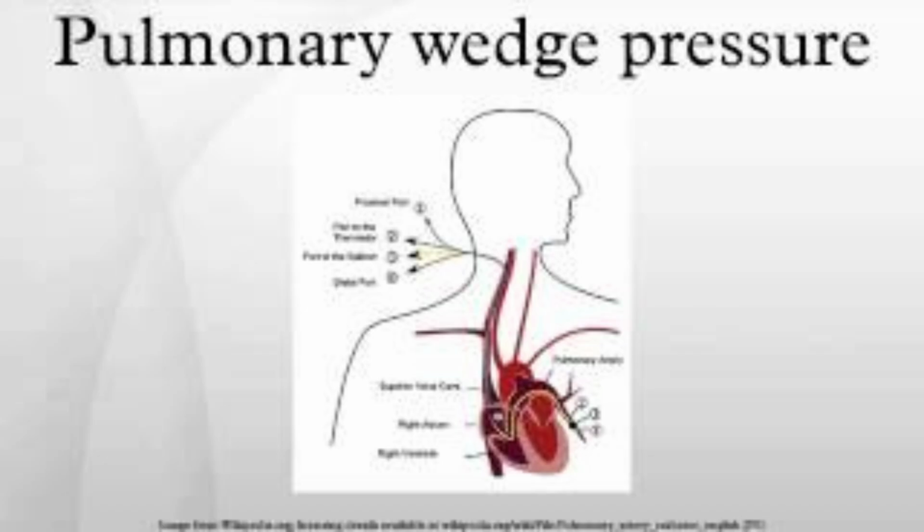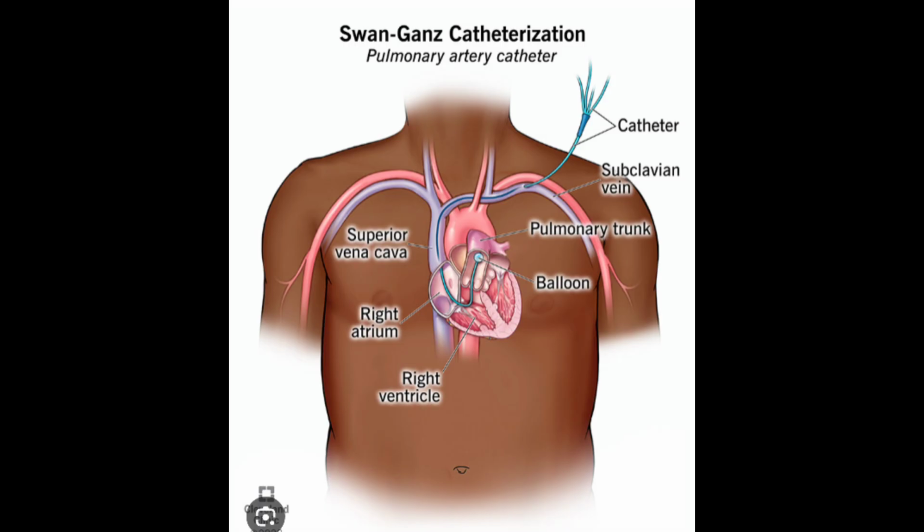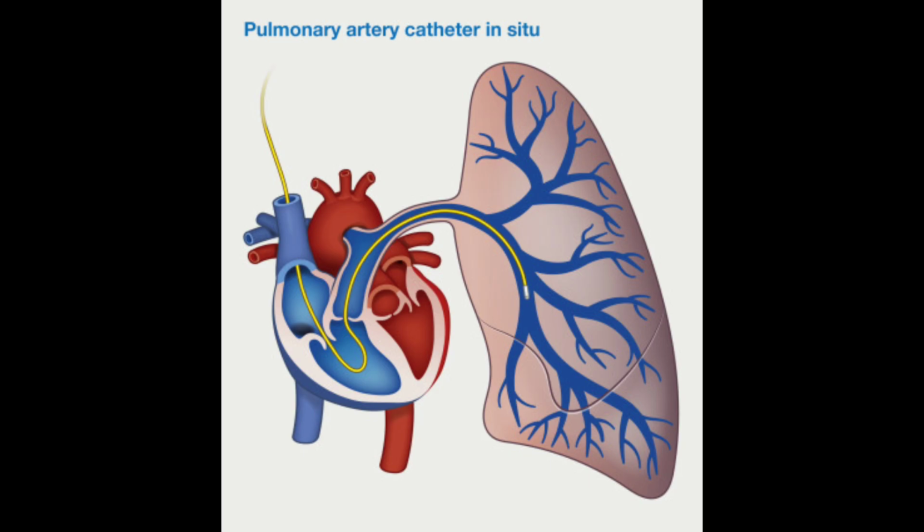Lastly, we're going to be discussing pulmonary artery wedge pressure, or a PAWP. This is measured via pulmonary artery catheter, or a Swan-Ganz catheter. The normal range is 6 to 12, and it reflects left atrial pressure and left ventricular function. A high PAWP means left-sided heart failure and fluid overload, while a low PAWP means hypovolemia and dehydration.